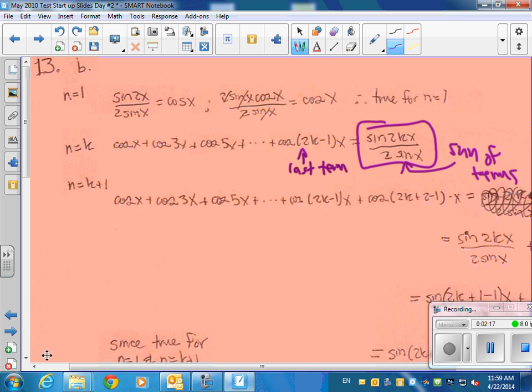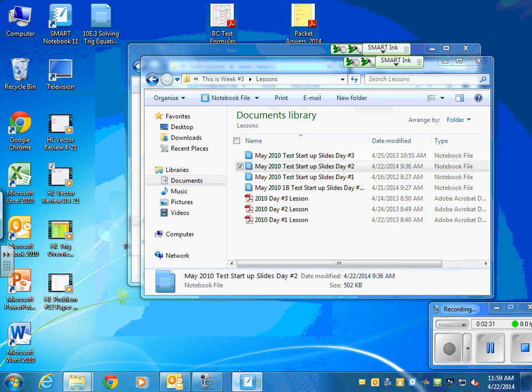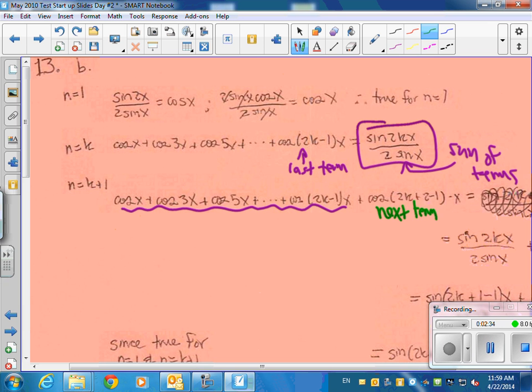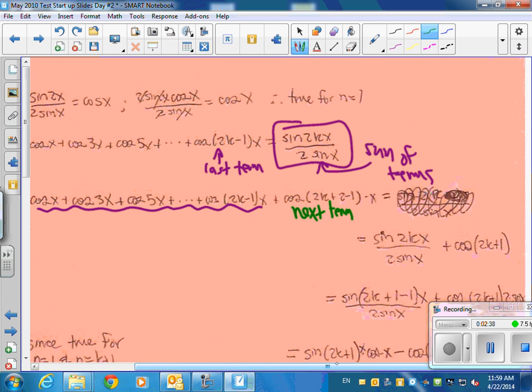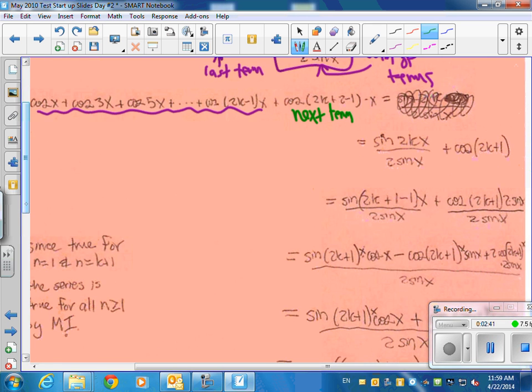Then for n equal to k plus 1, we do everything the same, including the last term, and then we add the next term to both sides. So you took 2k minus 1, put k plus 1 in for that, and you get 2k plus 2 minus 1, which is just 2k plus 1. Then what I did is, everybody see the algebra here? I'm going to multiply top and bottom by 2 sine x. We did that last night.